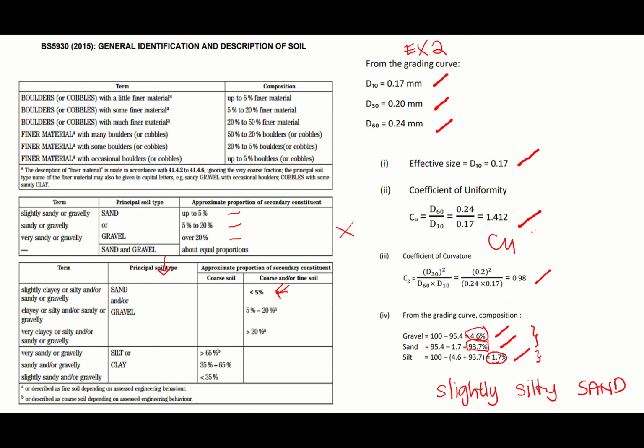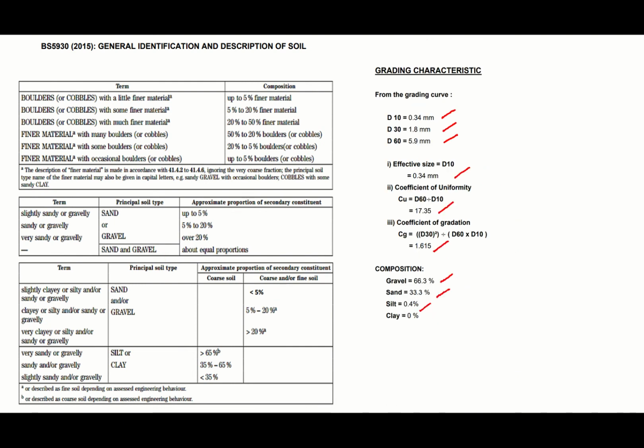And of course you have calculated your Cu and Cg. Right now Cu is less than 3, so you cannot use well graded. What we can use is uniformly graded. So the soil classification is uniformly graded slightly silty sand.